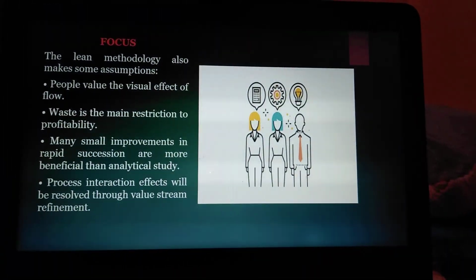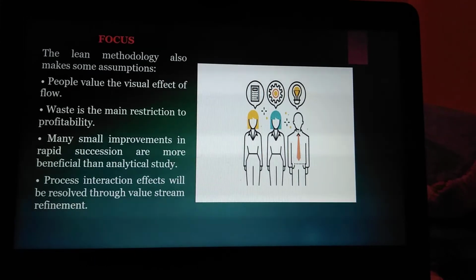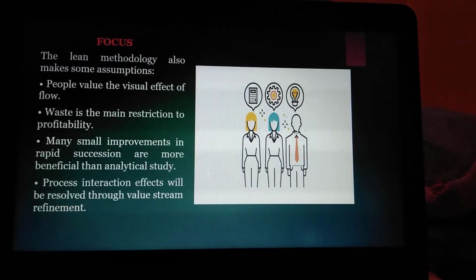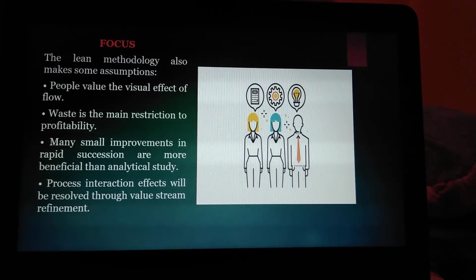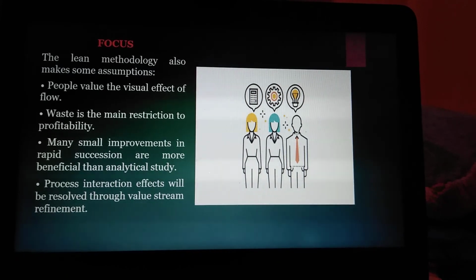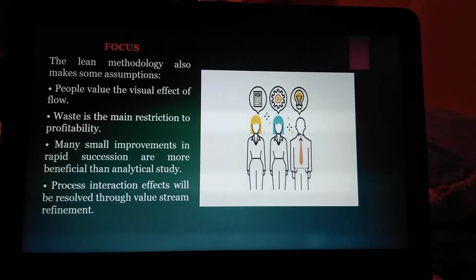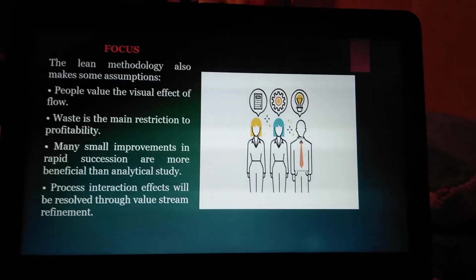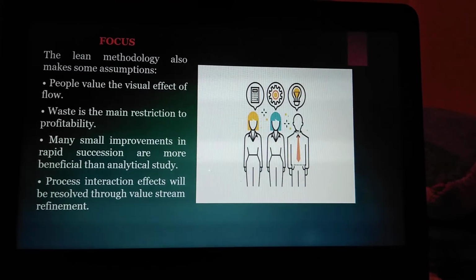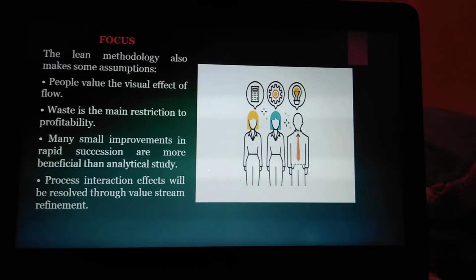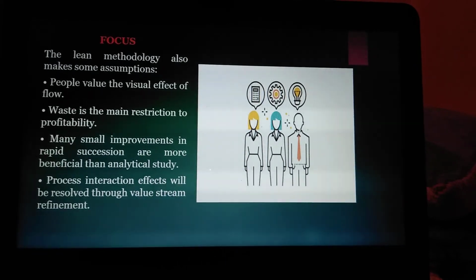Focus. The Lean methodology also makes some assumptions. People value the visual effect of flow, which is the main restriction to profitability. Many small improvements in rapid succession are more beneficial than analytic study. Process interaction effects will be resolved through value stream refinement.